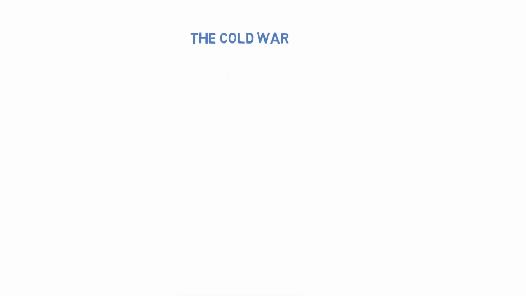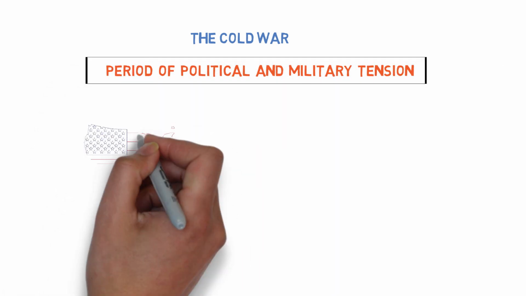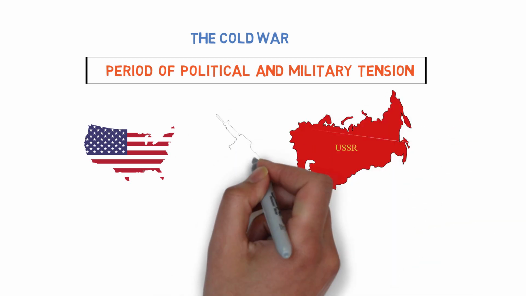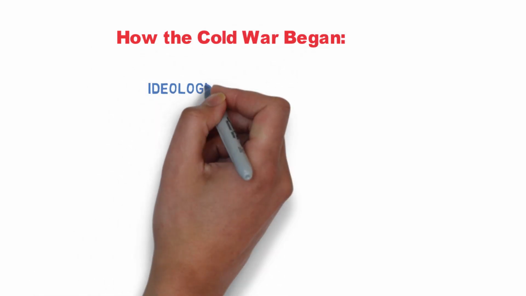The Cold War. The Cold War was a period of political and military tension between the United States and the Soviet Union that lasted from the end of World War II until the early 1990s. How the Cold War began.